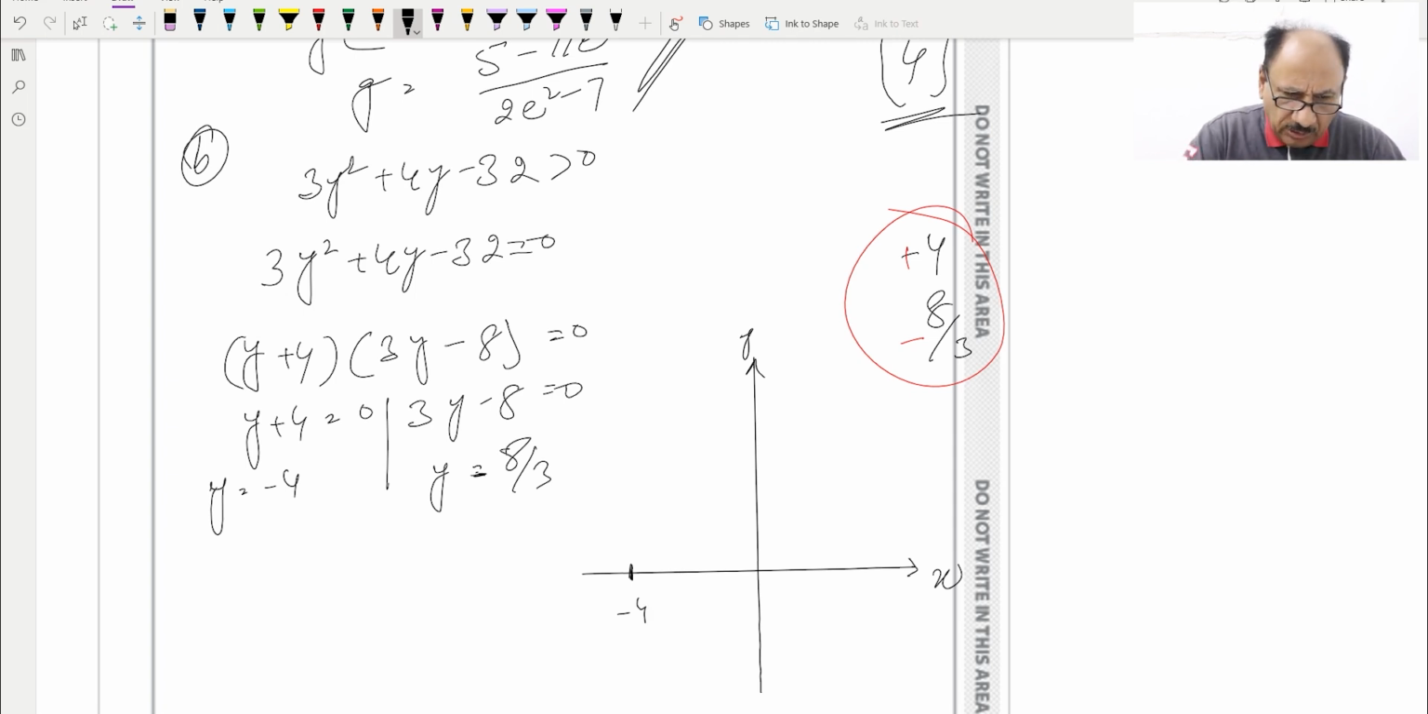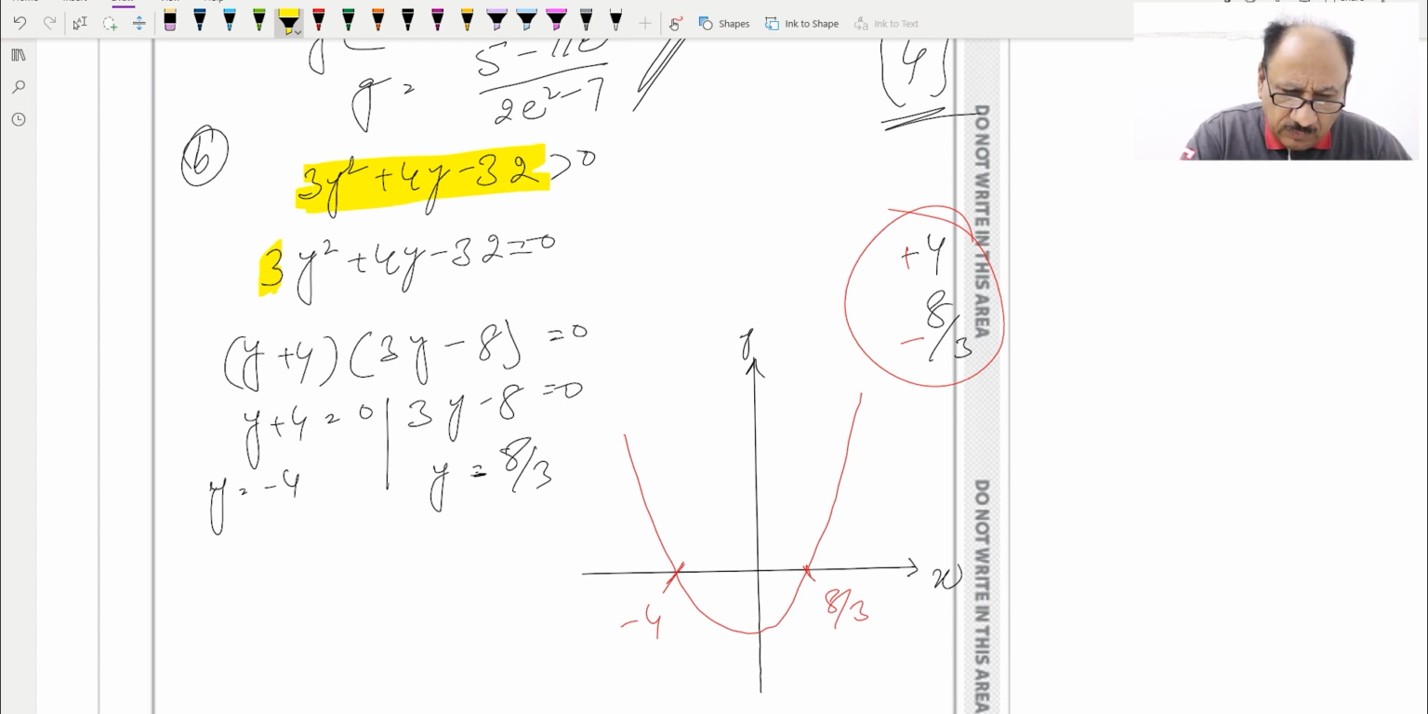Before taking values, I will just draw a quadratic graph which is opening upward, because we know that the coefficient of y squared is a plus value, which shows that the graph is opening upward. We can sketch the graph like this one. So this point is -4 and this point is 8/3. So they are saying y is greater than 0, so we can consider this as y is greater than 0.